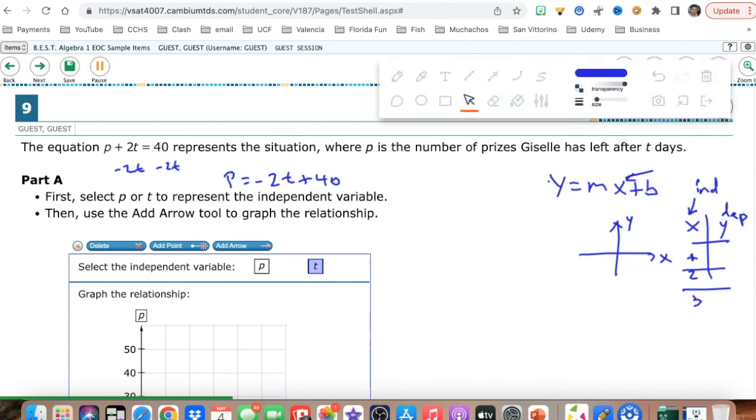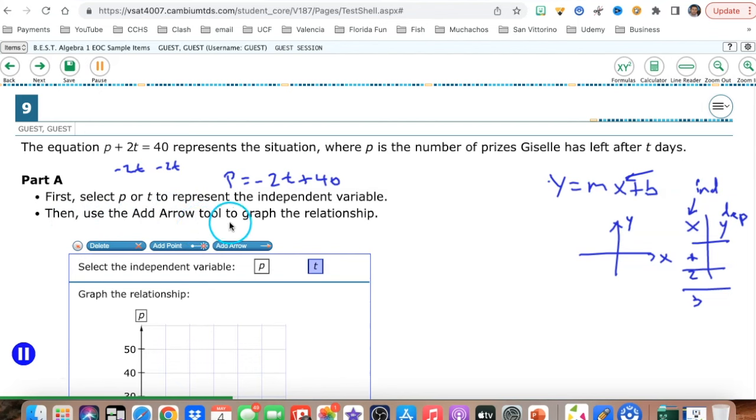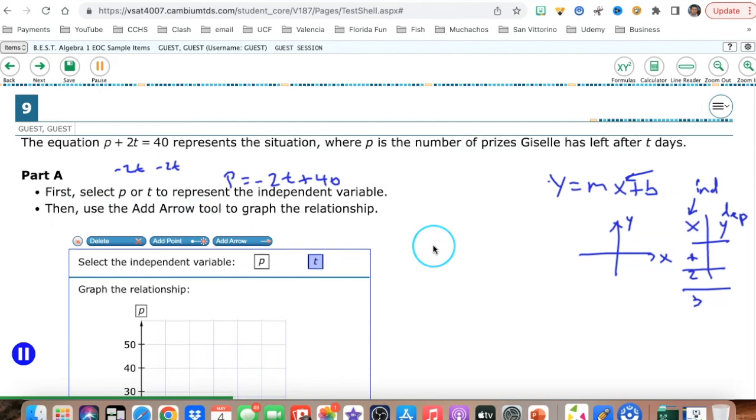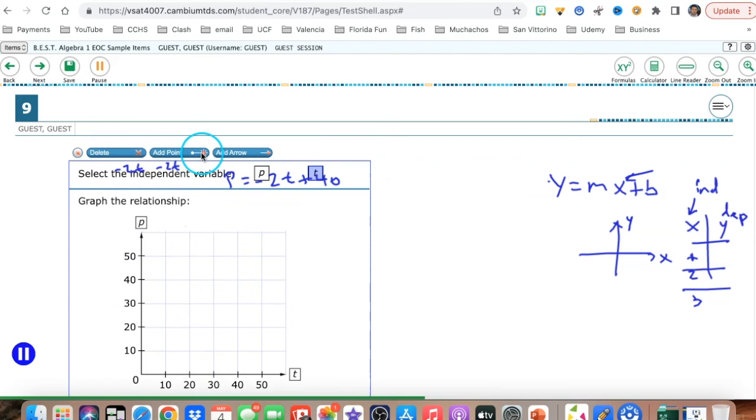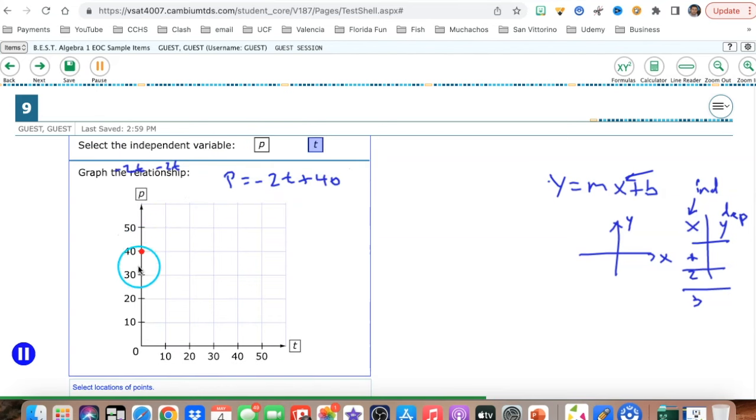Okay. Then use the add arrow tool to graph the relationship. Okay, my relationship, I need to graph this. So my y-intercept is 40, that's fine. Here we go, let's get points. Add a point. So this is 1 point, 40. Now, because the values are big, 10, 20, 30, 40, on the x and the y, and your slope is really small, negative 2, it's kind of confusing to graph using the slope here.